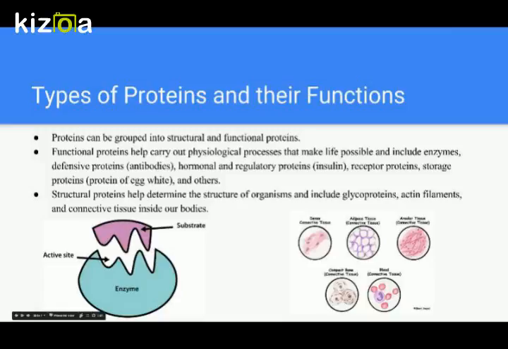Furthermore, structural proteins provide stability and allow for movement. These include glycoproteins, actin filaments, and connective tissues inside our bodies. Here are photos of both structural and functional proteins.